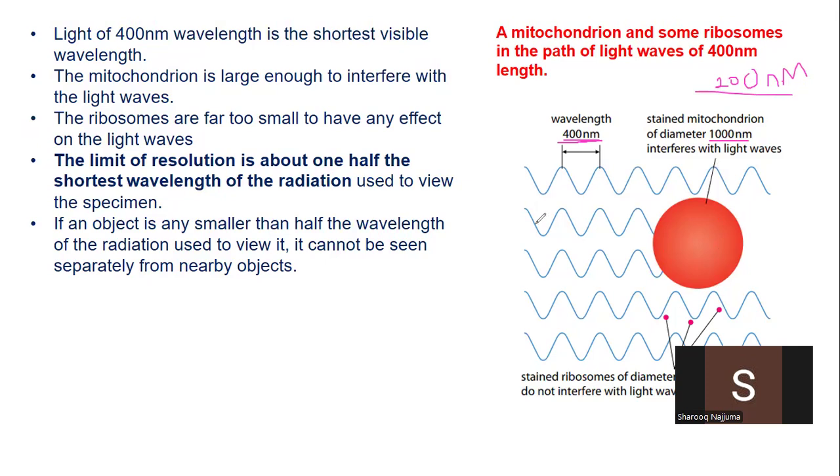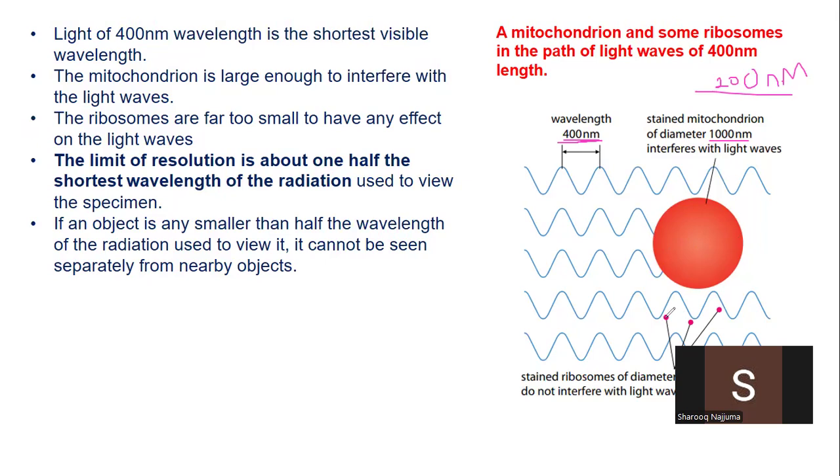So when you use violet light, you can see that the mitochondrion is large and it's able to interfere with these light waves. This means that you can be able to observe this mitochondrion.